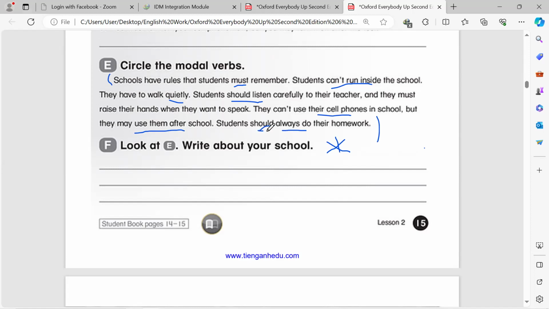Okay, by using these modal verbs and some background of the school, you may know somehow. So just write about your school, okay? So this is also your homework.